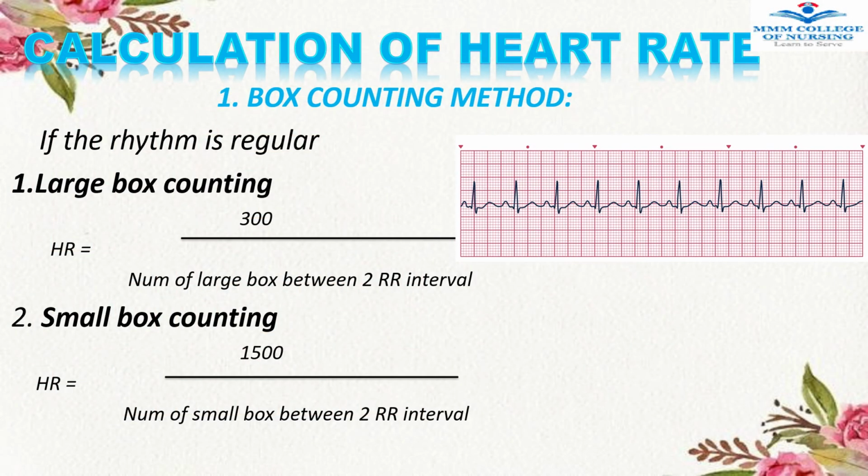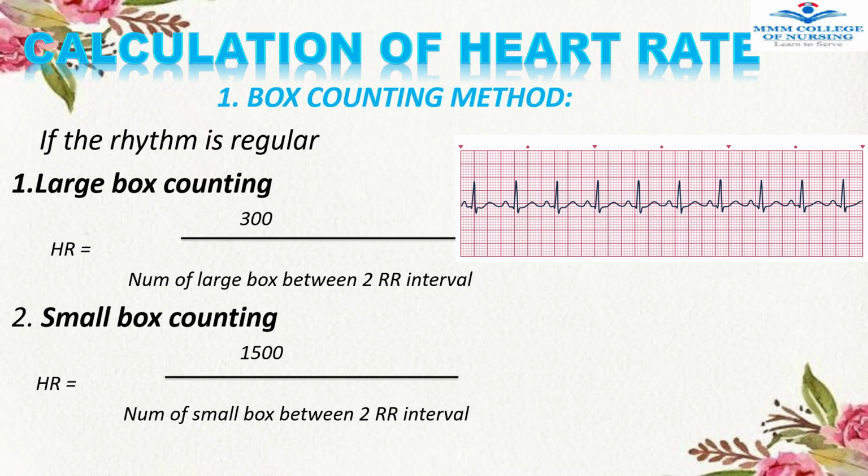From the recorded ECG paper, the heart rate of the patient can be calculated. There are multiple methods available that will be decided based on the type of rhythm the patient is having. If the patient has a regular rhythm, we will use the box counting method for calculating the heart rate, whereas if the patient has an irregular rhythm, we go for the QRS complex counting method.